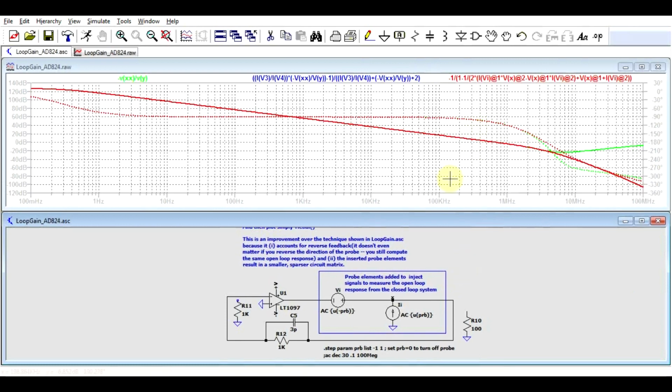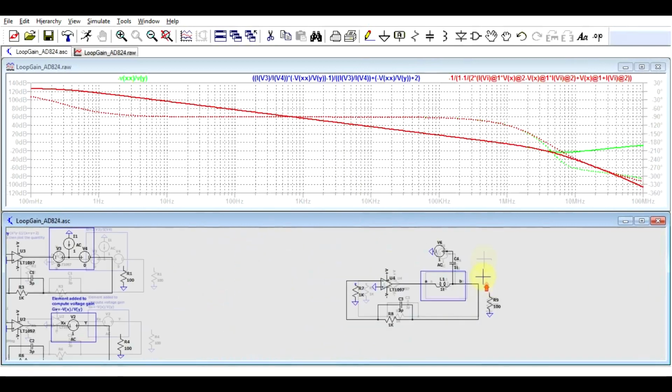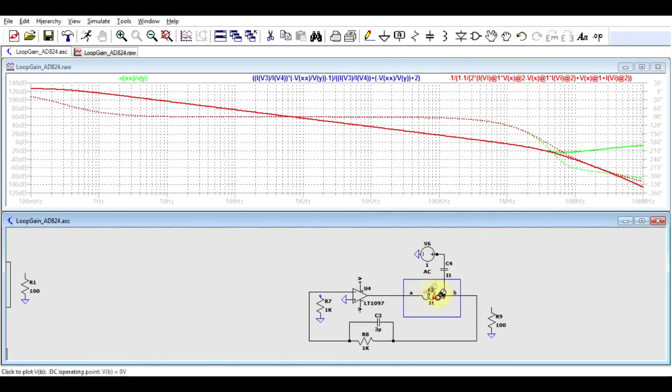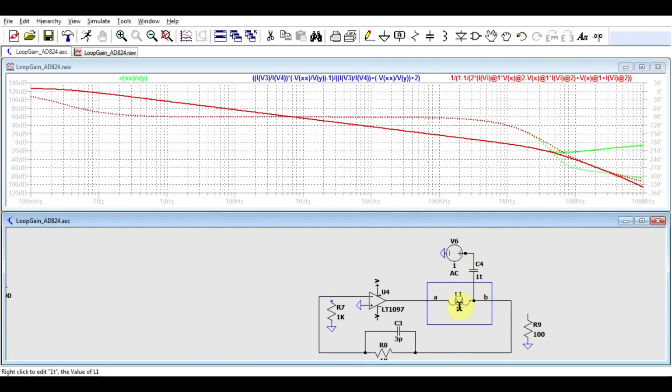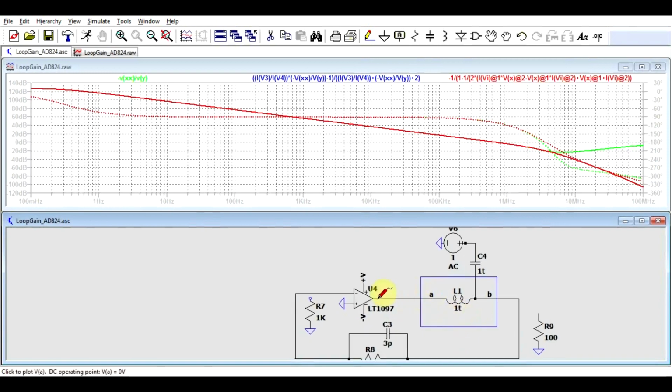Okay, so is there any other way of doing this, a way that's a bit simpler than this? Well, there actually is, and I've got it right here. So what I've done here is I've opened the closed loop not by adding a voltage or current source, but by adding an inductor, a 1 teraHenry inductor. So this is completely unrealistic, but the simulator doesn't care. Basically what this will do is isolate the op-amp's input from the output. And then I'm injecting my AC signal through a 1 teraFarad capacitor.